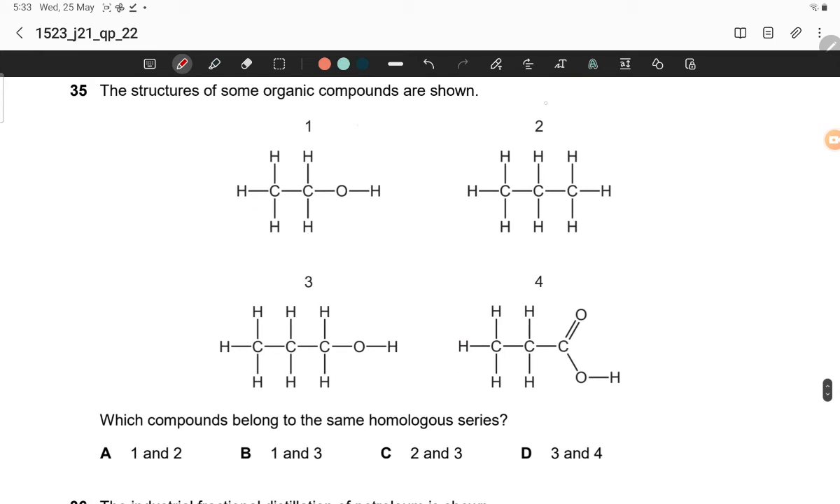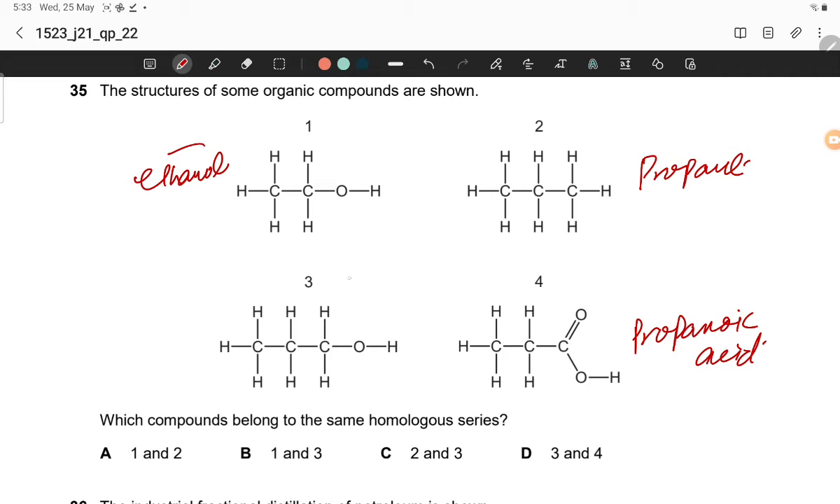The structures of some organic compounds are shown. This is ethanol, this is propane, this is propanoic acid, and this is propanol. Which compounds belong to the same homologous series, 1 and 2? Ethanol and propanol, 1 and 3. 1 and 2 is propane and ethanol, incorrect. 1 and 3, ethanol and propanol, both belong to the alcohols.